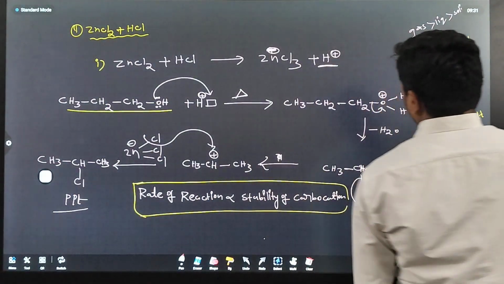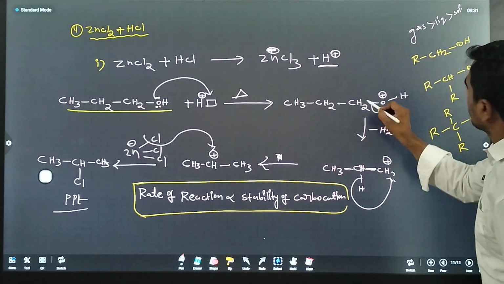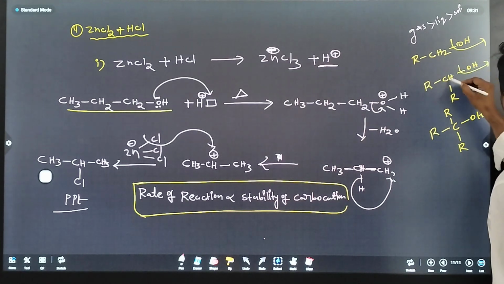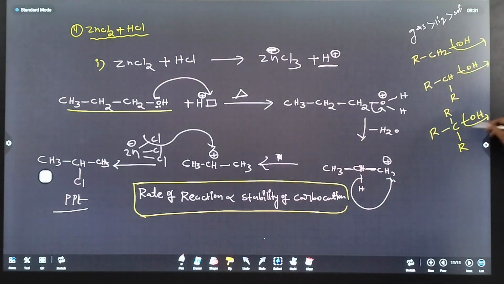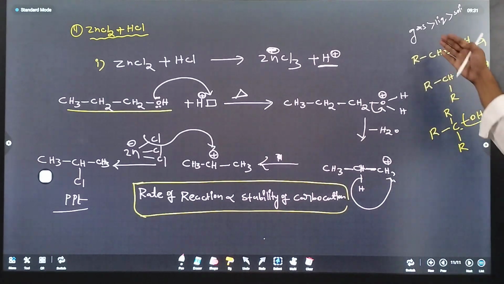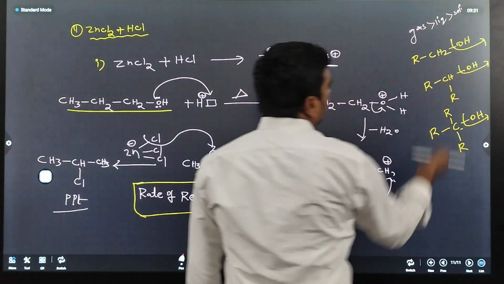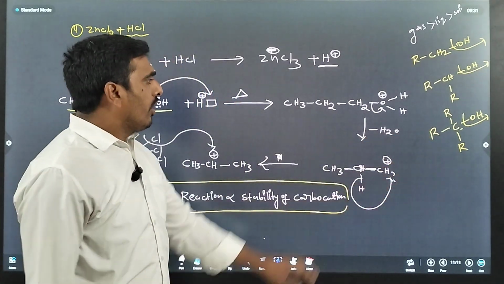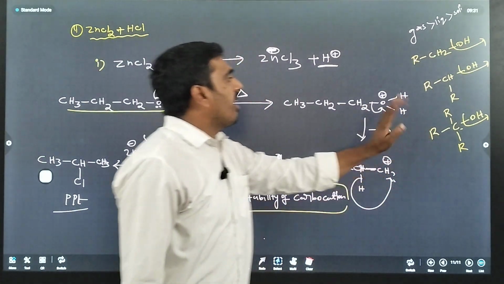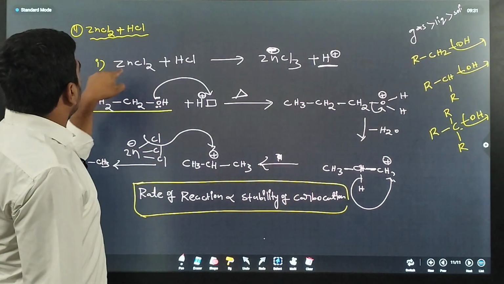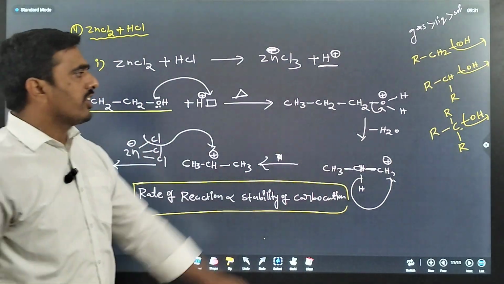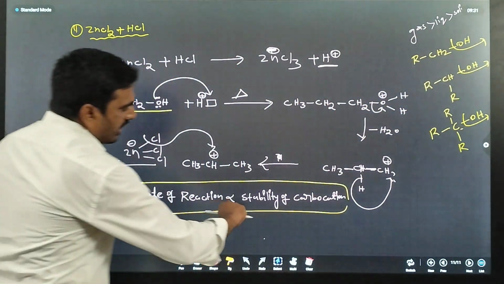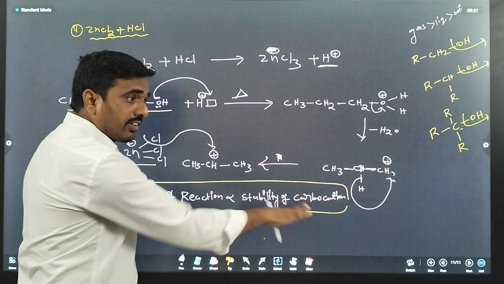So here in our mechanism, OH minus leaves, and we get a primary carbocation. OH minus leaves, secondary carbocation. OH minus leaves, we get a tertiary carbocation. Which is the most stable carbocation? The tertiary carbocation is more stable. So that's why tertiary alcohols are more reactive with Lucas reagent, and the rate of reaction is directly proportional to the stability of the carbocation.